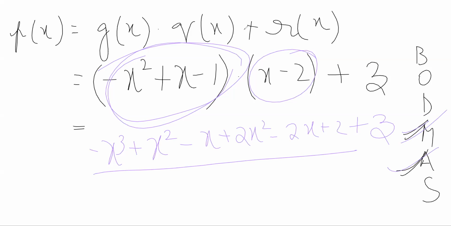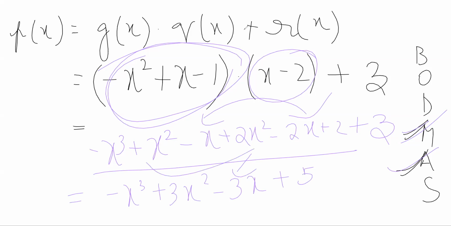Adding the remainder, you get minus x cube plus 3x square minus 3x plus 5. Right? So minus x and minus 2x will become minus 3x. And x square plus 2x square, you will get 3x square. And 2 plus 3 will lead you to 5.